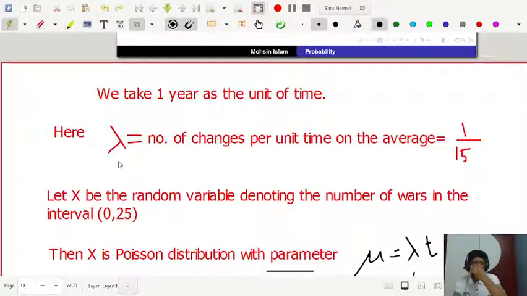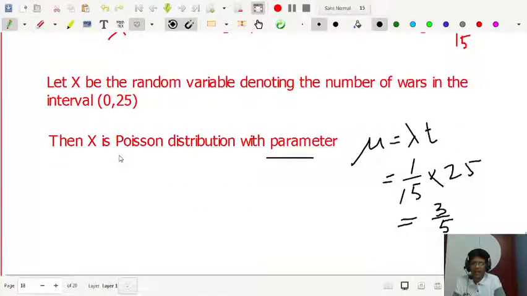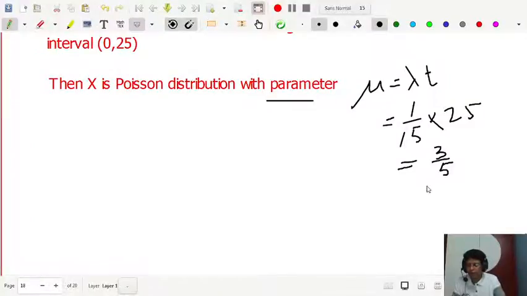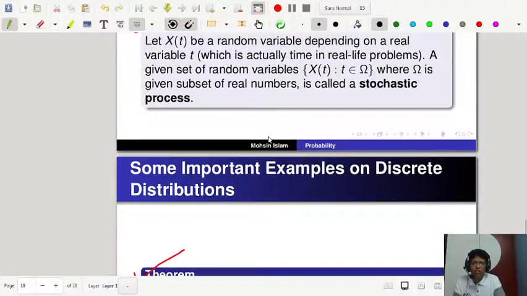It can be any process, number of phone calls in an interval. So there are so many processes, all are stochastic processes. So let X be the random variable denoting the number of wars in the interval 0 to 25. Then X is a Poisson distribution with parameter mu equal to lambda t, and that is given by 3 by 5.